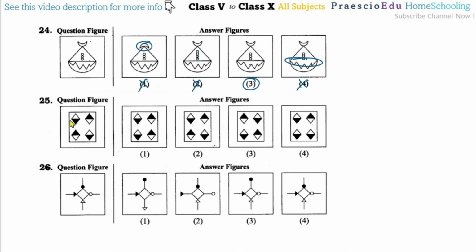Then question number 25. With this similarity observation, you will find this triangle is different from this one, so this is incorrect. Then after this, here it is solid but here it is hollow, so this is different. Then here the difference is this triangle's upper side is solid, but actually this should be hollow. So as per this, options 1, 3 and 4 are incorrect, and only option number 2 is perfectly similar.